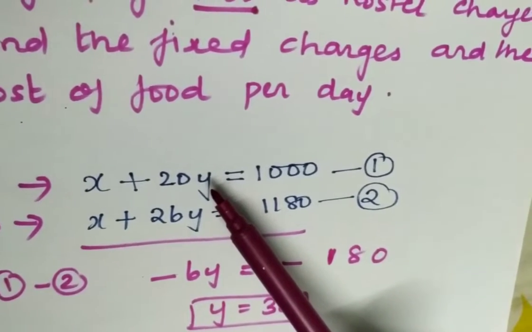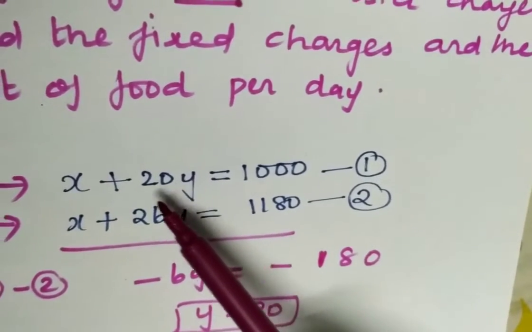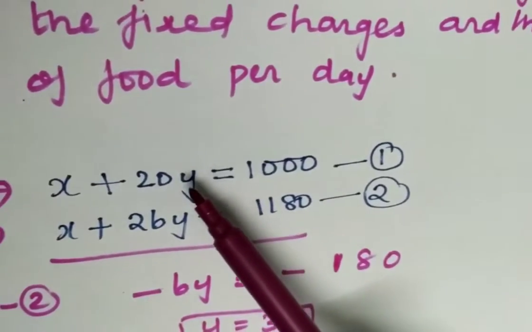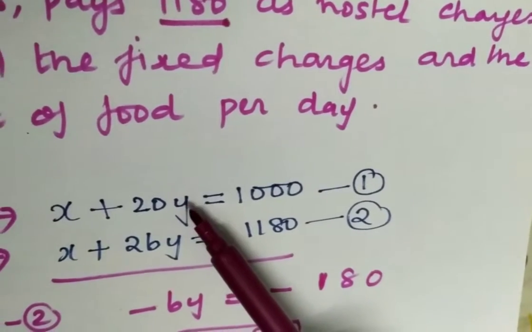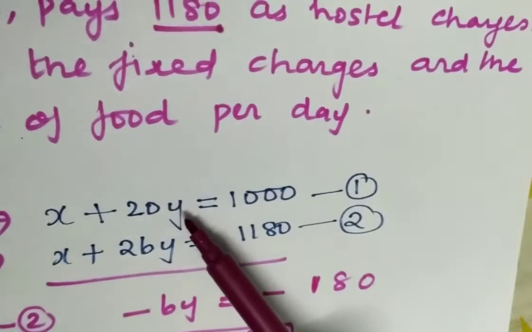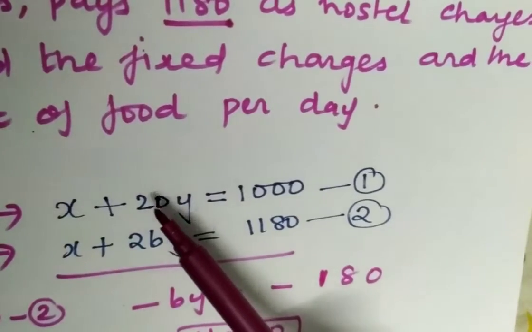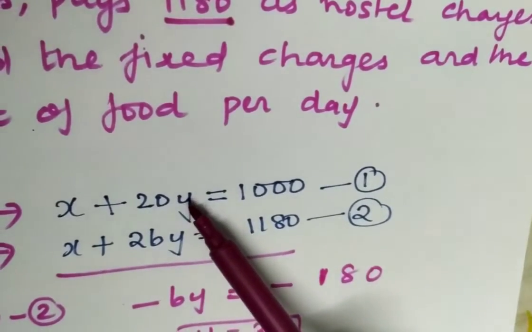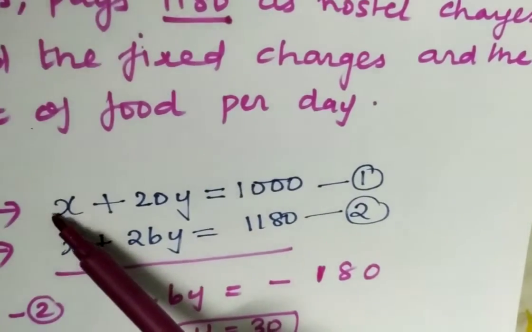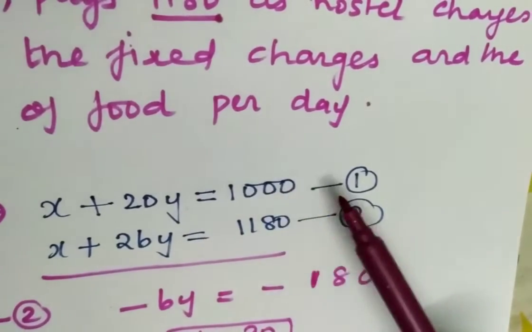They are charging Y rupees and she stayed in hostel only for 20 days. Therefore, her food expense is 20 into Y. What is Y? Y is the amount paid by her for 1 day food. Food expense per day is Y, and she stayed there in hostel for 20 days. Therefore, 20 into Y is the total food expense. X is the monthly charge, like rent. Rent plus food charges together she paid 1000 rupees.